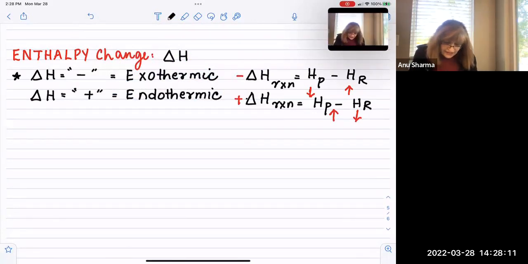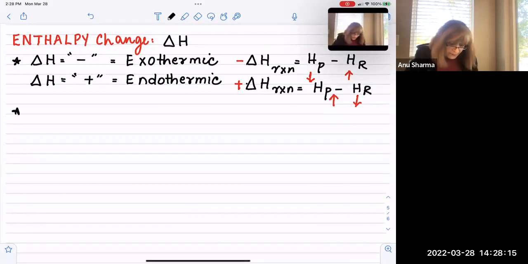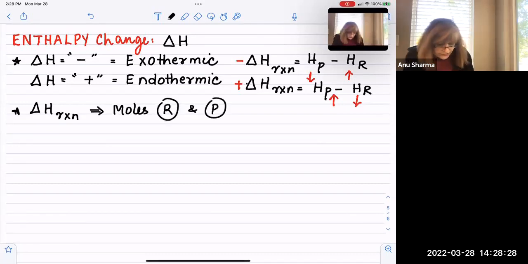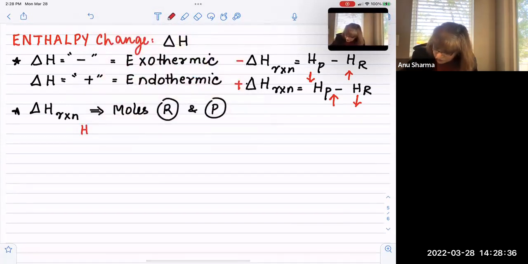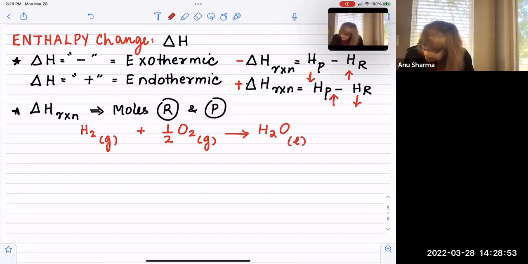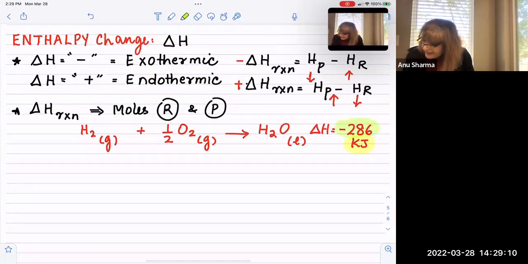The second thing is that the delta H value of a reaction also depends upon the moles of the reactants and the products. For example, you have a reaction of H2, which is a gas, reacting with half of O2. Half of O2 means only one oxygen atom. And this gives you H2O, which is in a liquid state. The heat associated with this delta H value is negative 286 kilojoules. The units used here are kilojoules, very important. Second, the negative sign indicates that this is an exothermic reaction.